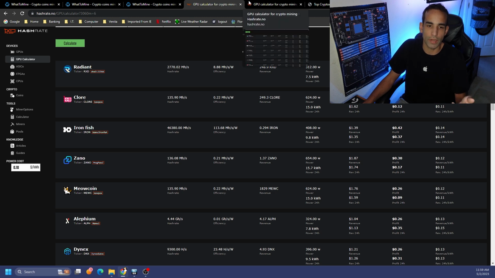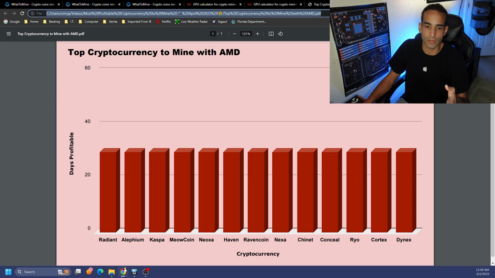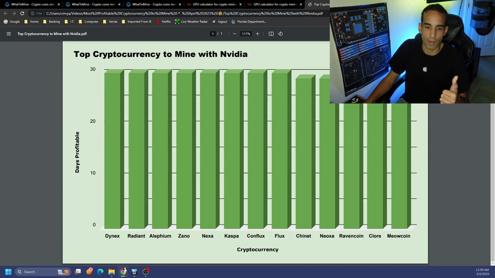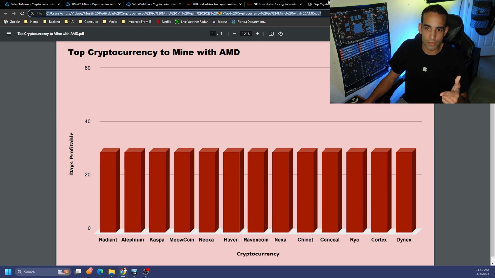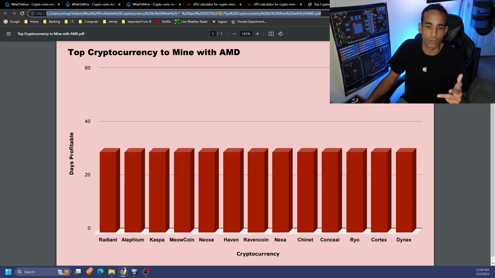Radiant, staying consistently in the top 10 throughout much of the month for both sides of the cards. It just varies, right? Radiant's number two on the NVIDIA side, and then it's number one on the AMD side. So Radiant is one I would keep an eye on. Alphium is another one. Caspa, while it fell down for NVIDIA, it's still looking good for AMD.